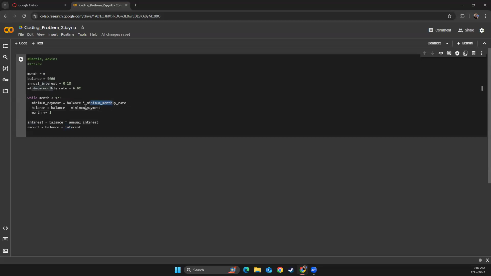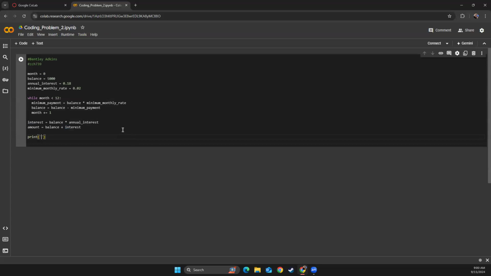Kind of the same thing we do with the minimum payment. To get your minimum payment, you multiply by the rate, and instead of adding, you subtract it since you're deducting it, because that's how much you're going to end up having to pay. And then it's going to add 1 month to that. Then we'll print the balance.